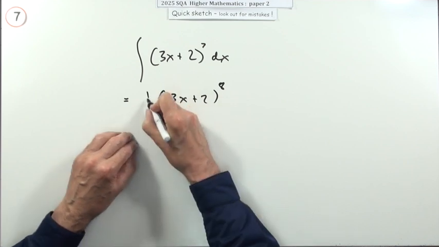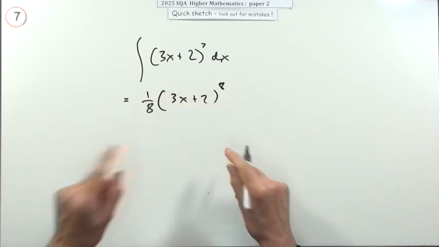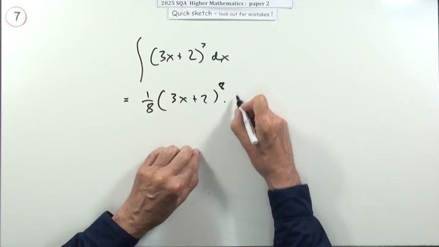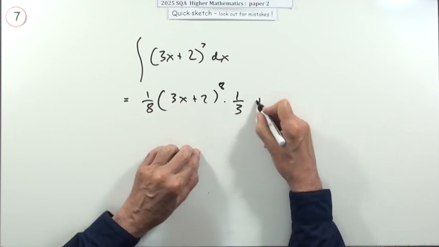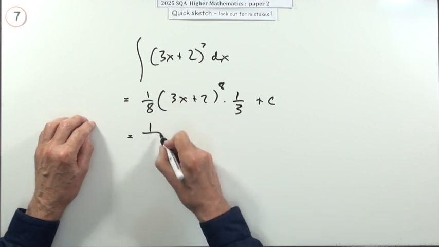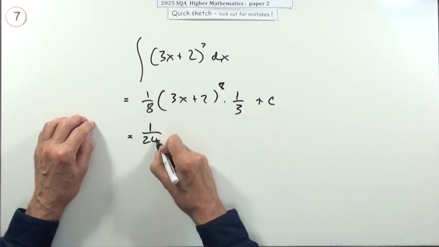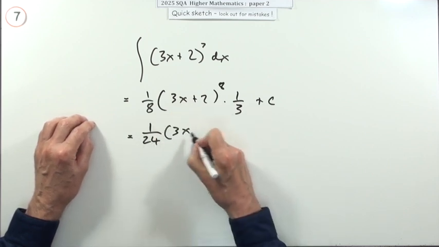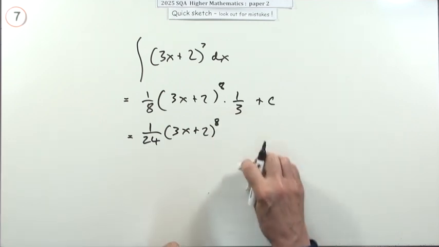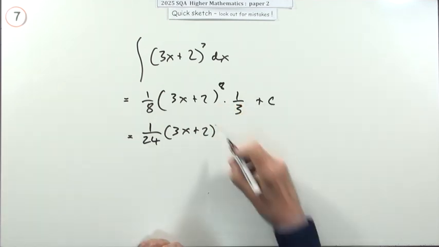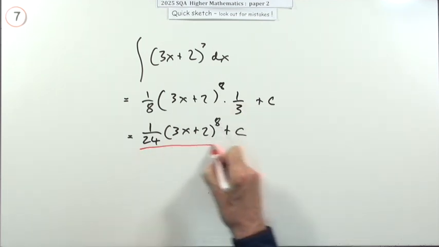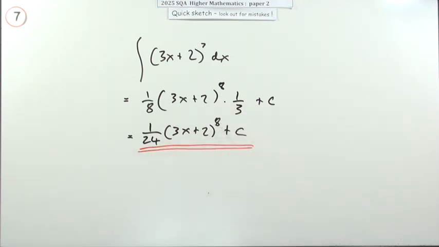So up to 8 divide by 8. But if there's an inner derivative, and there is, the inner derivative is 3, also divide by that. And don't forget plus c. That's about it. So just tidy up that coefficient. That's 1 over 24 times 3x plus 2 power 8, power 8 plus c. Well, it didn't take a lot for 2 marks.